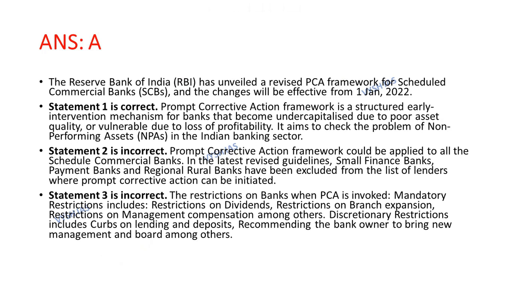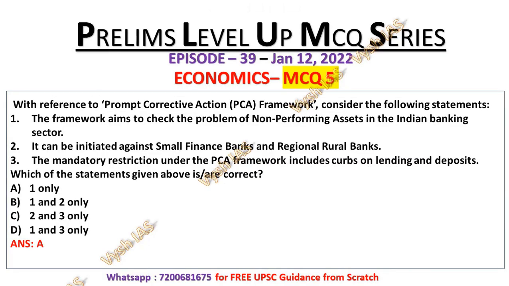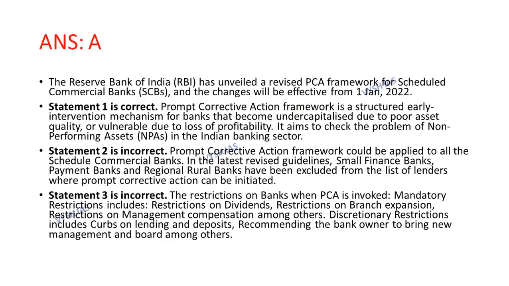Statement number 1 is correct because the Prompt Corrective Action framework is a structured early intervention mechanism for banks that become undercapitalized due to poor asset quality or vulnerable due to loss of profitability. It aims to check the problem of NPA, that is non-performing assets, in the Indian banking sector, which is statement number 1. And the explanation we have already seen.